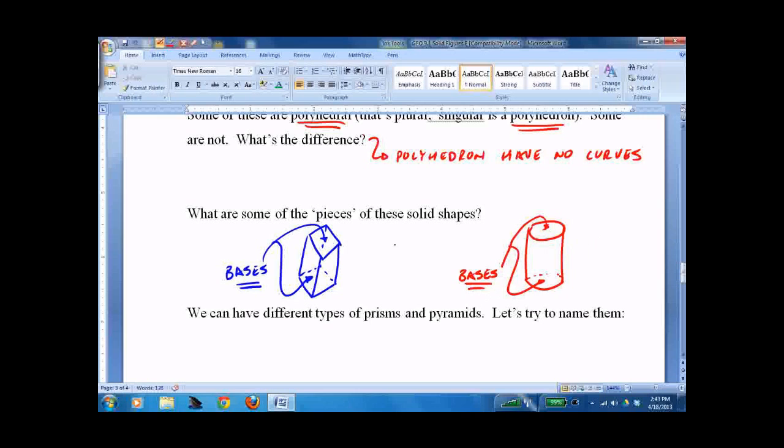And we put big B, which stands for base area. Now we also have these sides, we call them the faces. We just call this the lateral area, the outer edge. And so on. We'll have more of these.